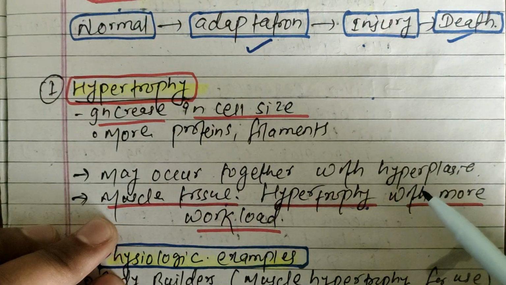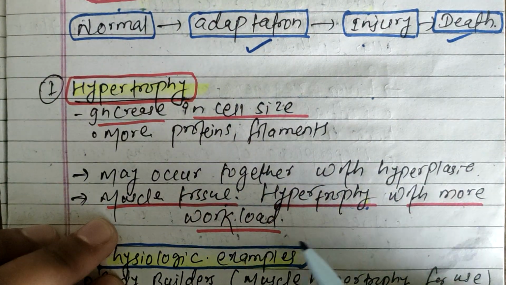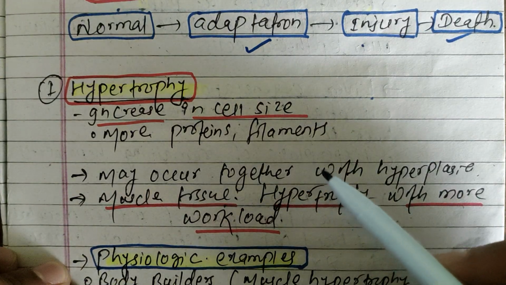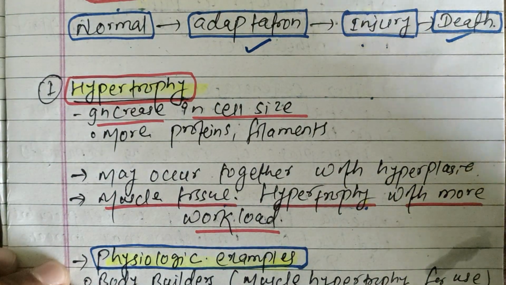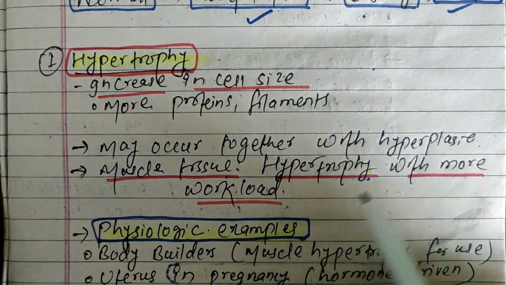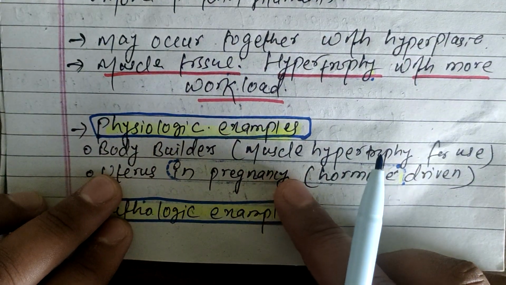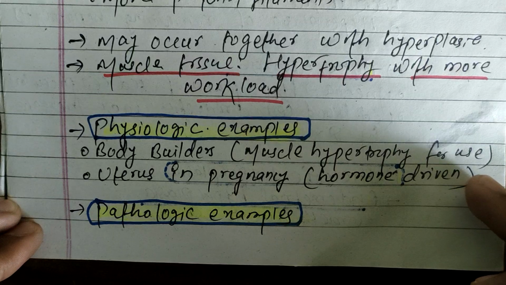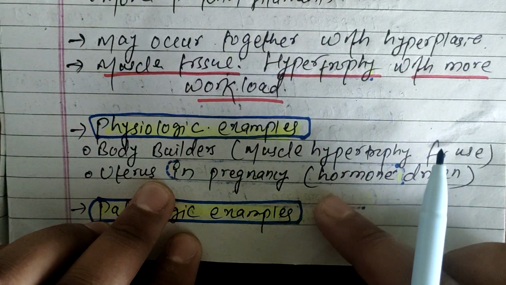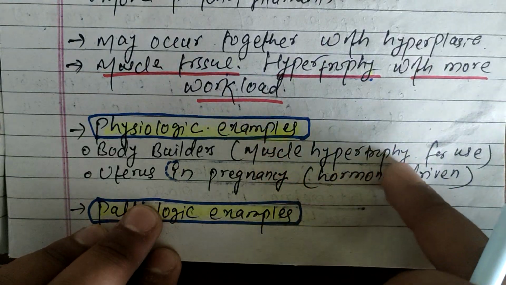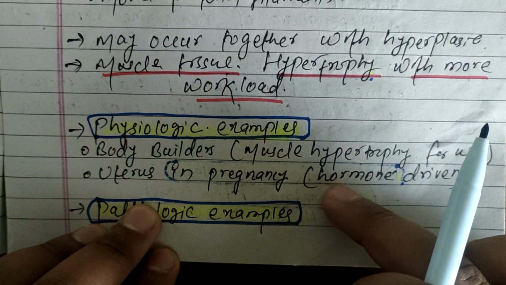An example of this is muscle tissue. More workload causes hypertrophy. There are two types of hypertrophy, physiological and pathological. In the physiological, examples are bodybuilders. We see in bodybuilders the muscles get hypertrophied because of their use. In the uterus in pregnancy, it is hormone driven. So these are the examples of physiological hypertrophy.